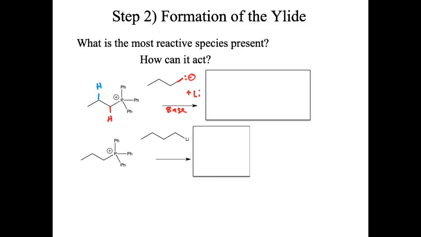What if we did blue? We'd have a negative charge, right? Could I stabilize that negative charge? Does phosphorus want to be positive? No. So what might it do?